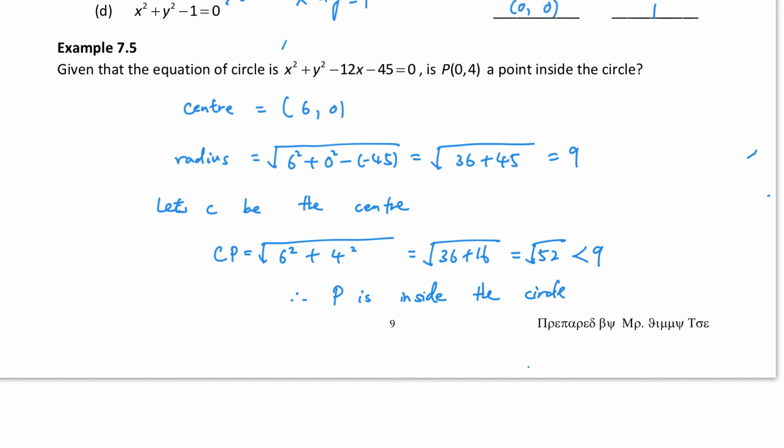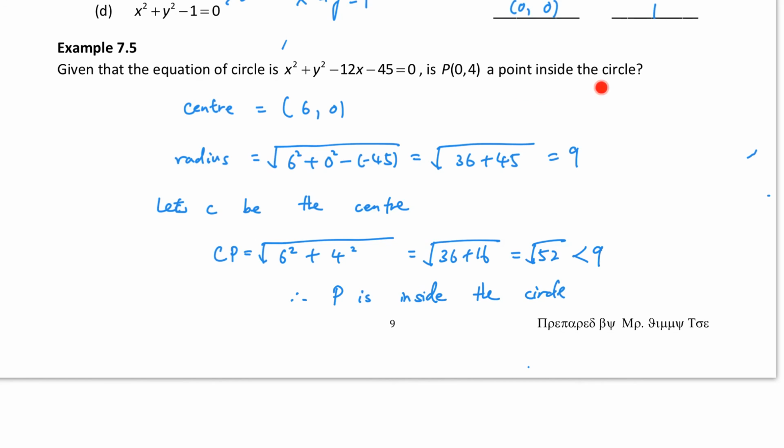Example 7.5. Given the equation of the circle, x squared plus y squared minus 12x minus 45 is equal to 0. Determine whether point P, 4, is inside the circle or outside the circle.